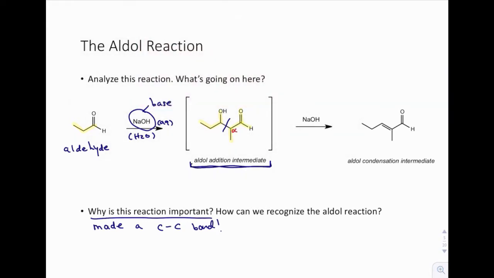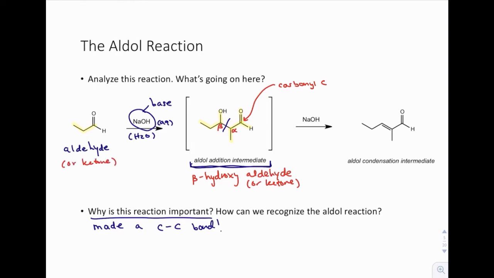So here's our alpha carbon. The alpha carbon is adjacent to the carbonyl carbon. And then next to the alpha is beta. So we have a beta hydroxyaldehyde. If you started out with a ketone, you'd have a beta hydroxy ketone. This also works with ketones. You're looking for that beta hydroxy relationship to whatever the carbonyl is.